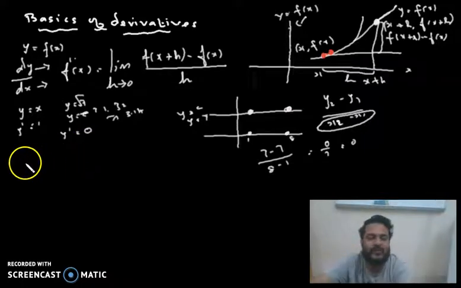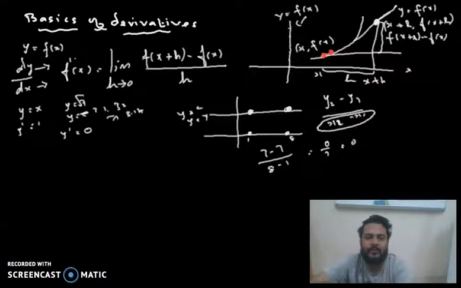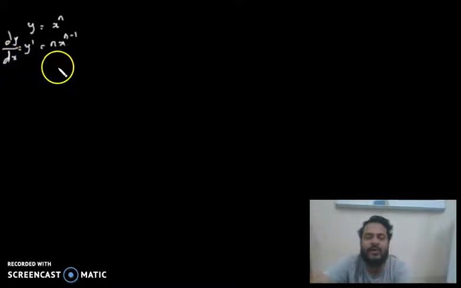Okay. So now we are going to make a new rule. y = x^n, and the rule now is y' = n x^(n-1). Don't forget, y' means it is the derivative of y, the difference in y with respect to the difference in x.